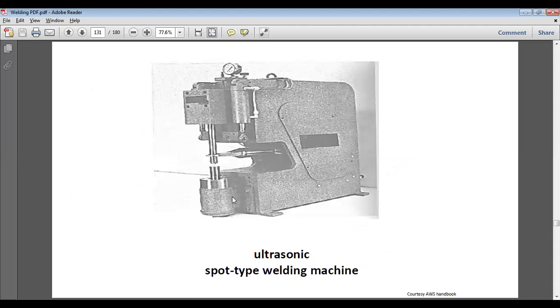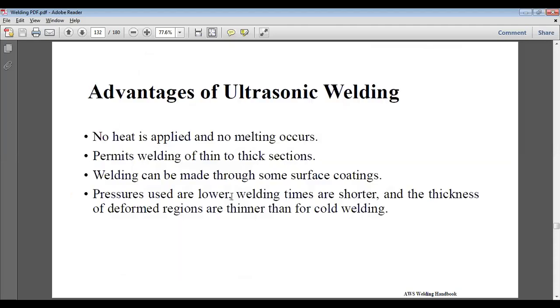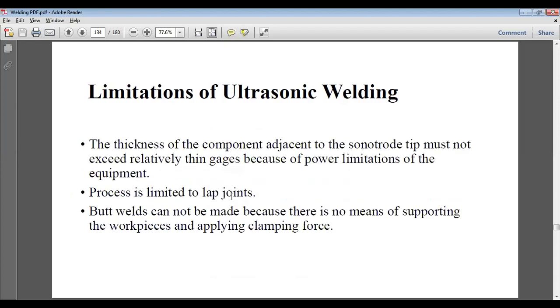This is the practical ultrasonic spot type welding machine. Advantages: no melting occurs. Permits welding of the limitations.